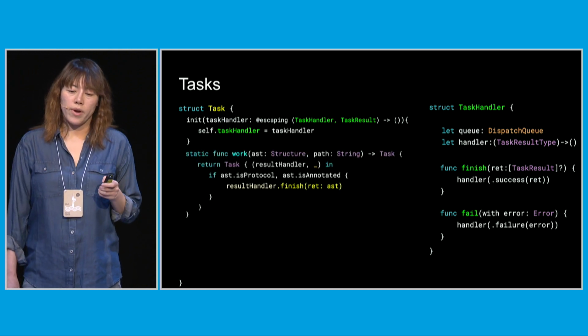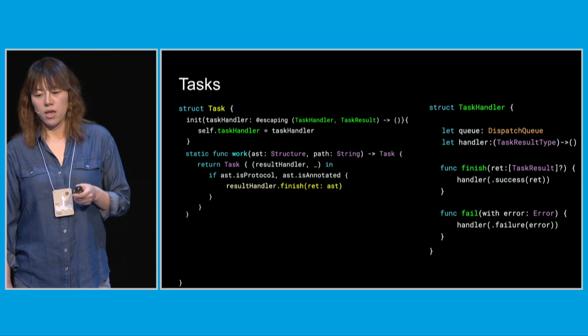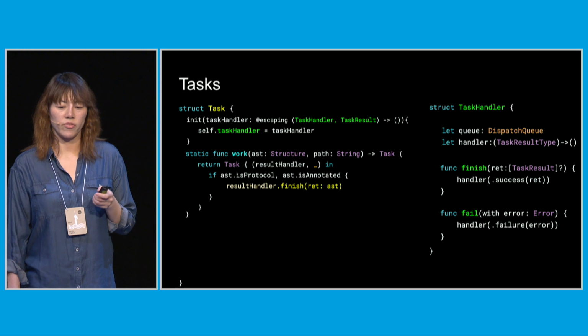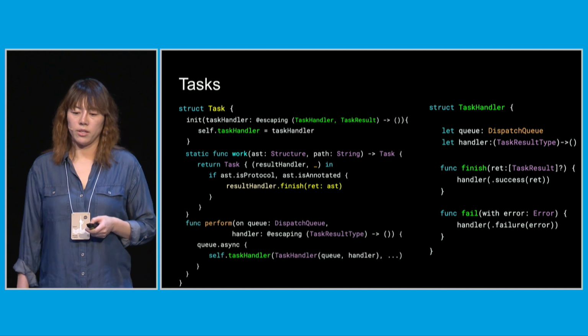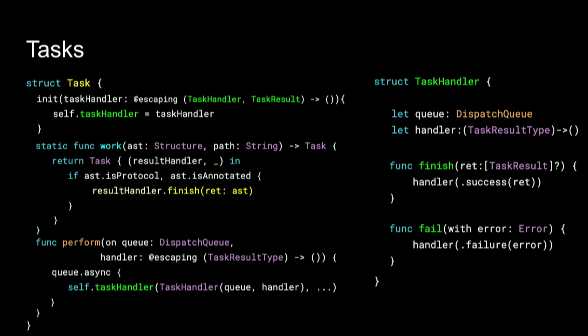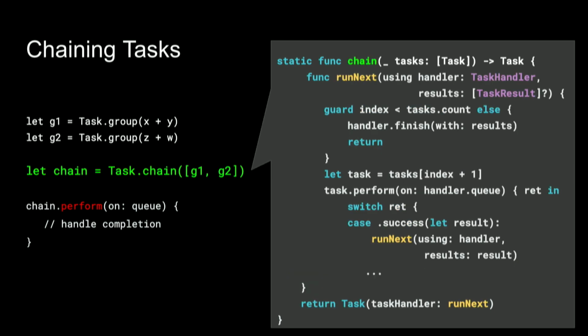In task, we can write a small routine, such as parsing and checking for type and annotations. And if it's successful, call the handler finish with results. And if not, call fail with an error. This routine will run when the perform function is called, which dispatches this task handler asynchronously. We can group these tasks to run concurrently and wait for all of them to finish at the same time using dispatch group. We can also chain them in a certain order by iterating through them and calling the perform operation on each.